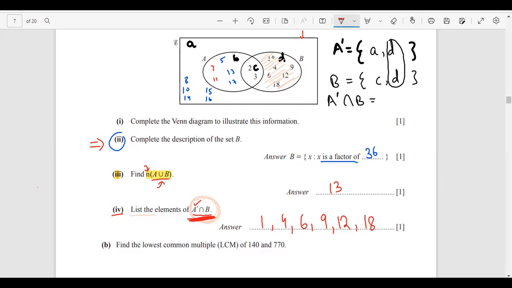A complement would have everything except A. ठीक है? तो A के अंदर we had B and C, except A means A and D. B के अंदर we have C and D. A complement intersection B means कि हमारे पास सिर्फ D होगा, तो I would be shading the region representing D only. And D region के अंदर I have 1, 4, 6, 9, 12, 18. ठीक है? That is why this is the answer. Please tell me if it is okay or not.